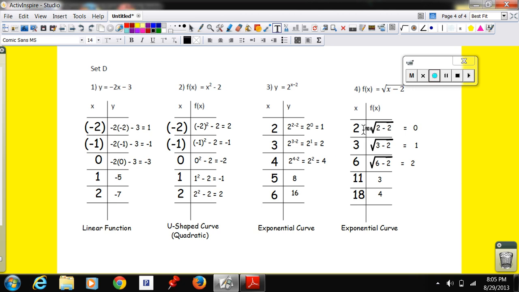And then the square roots, I would use these numbers to get perfect squares to come out. 2 minus 2 is 0, so the square root of 0 is 0. Square root of 1 is 1. Square root of 4 is 2. And 3 and 4.